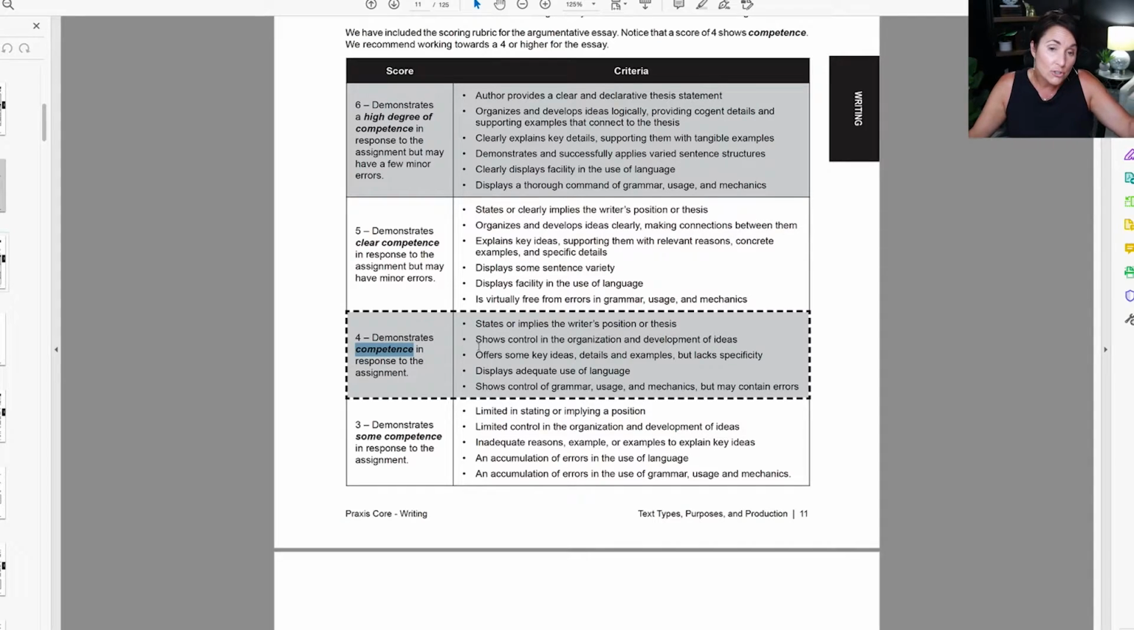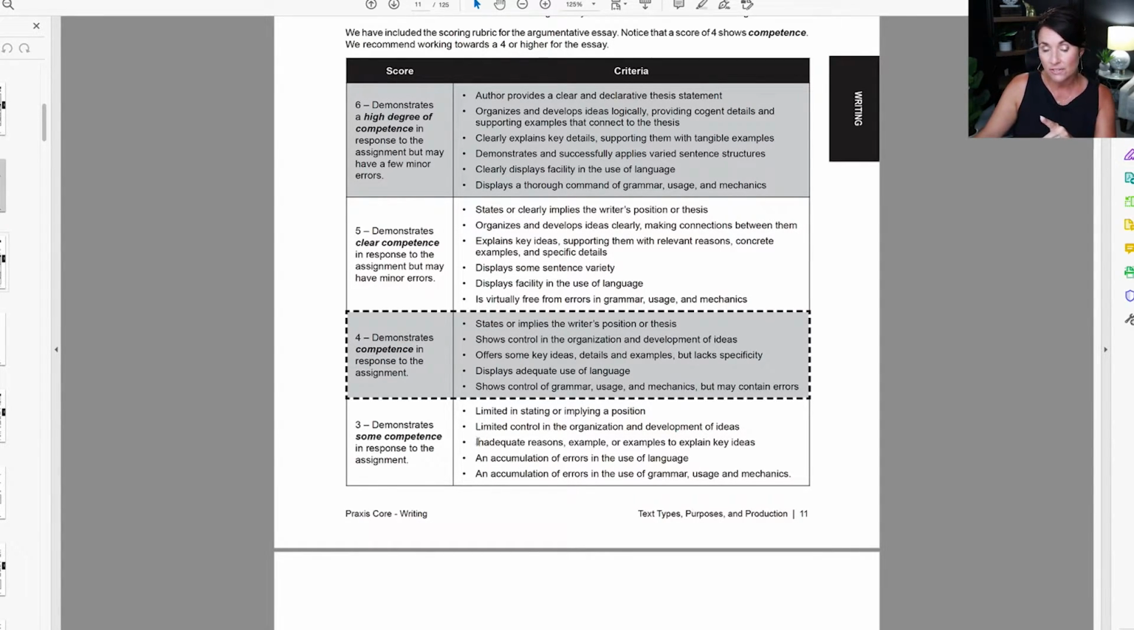So we want to be at a score of a 4. This shows competence. This is like a passing score. Could you be a 5? Yes. Could you be a 6? Sure. But we're not trying to be the next great American author here. We're trying to pass this test and get on with our lives. So if you can just focus on the 4, you're going to be good to go.